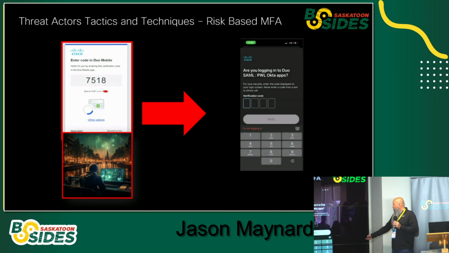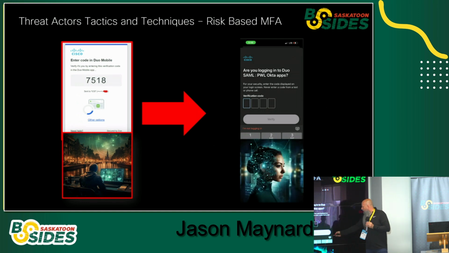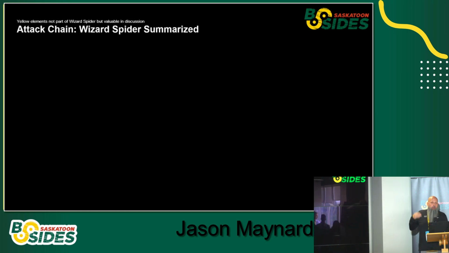The user has this pop up on their machine, but they don't know the code. The adversary does. So that's how, when you start building it out, you start adding the controls in the right places, and you make it very, very difficult for the adversary to be successful. The adversary knows 7518. The victim has no idea what that number is. And hopefully the victim will click on "I'm not logging in," and now you have an alert somewhere.